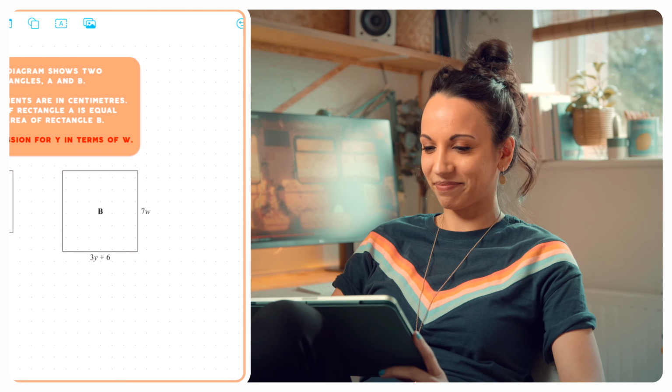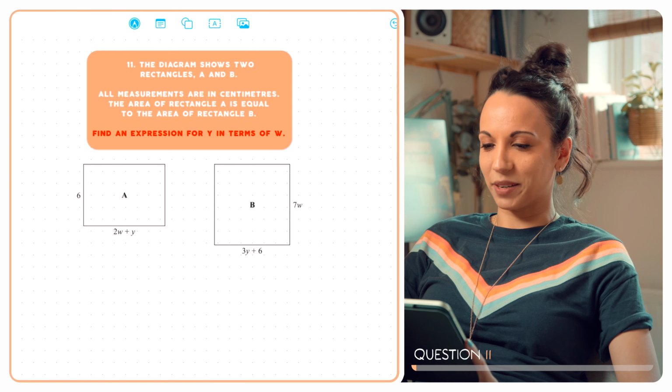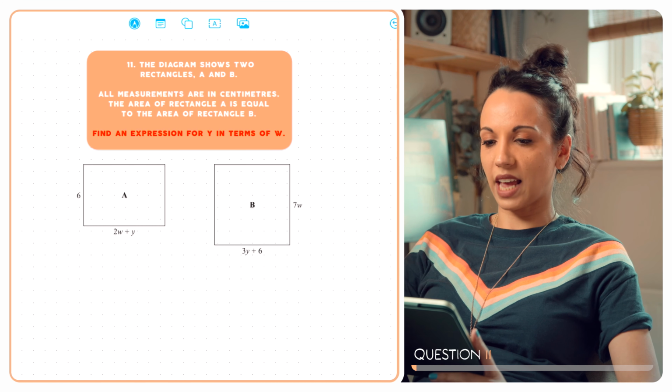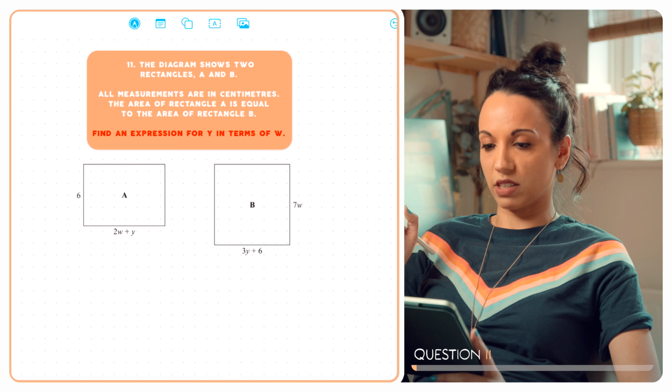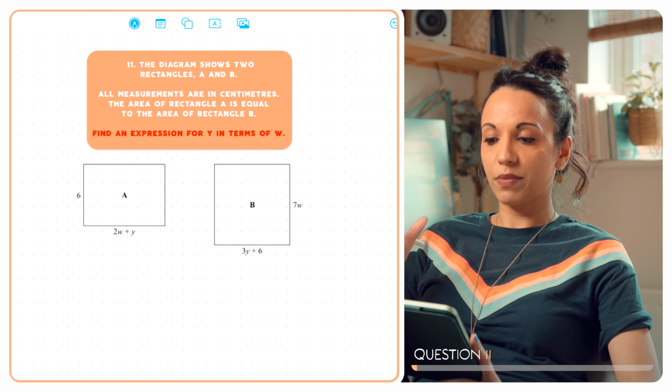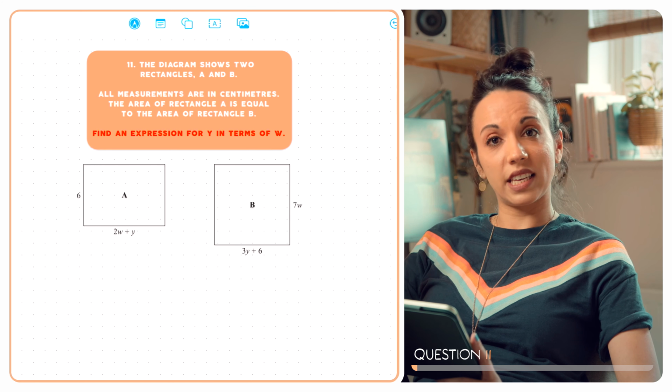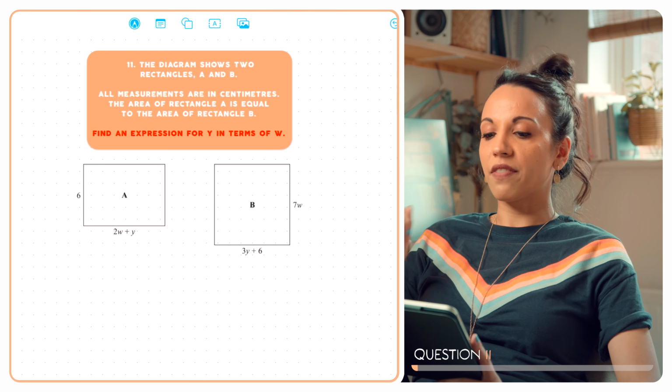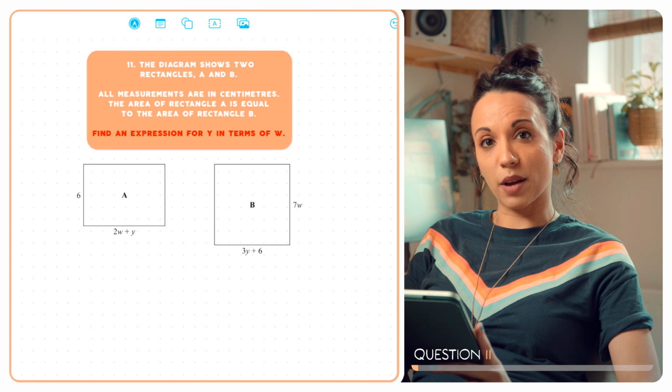Let's go. Okay, question 11. The diagram shows 2 rectangles, A and B. All measurements are in centimetres. The area of rectangle A is equal to the area of rectangle B. Find an expression for Y in terms of W.